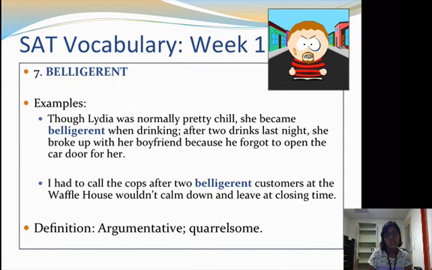Belligerent means argumentative or quarrelsome. Copy this definition and then write your own original sentence using the word.